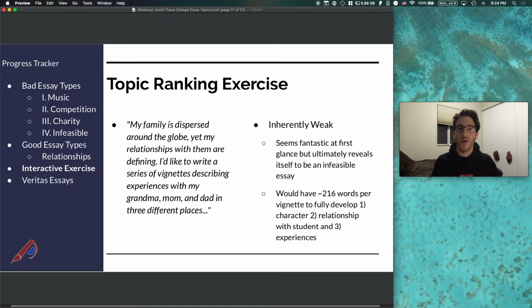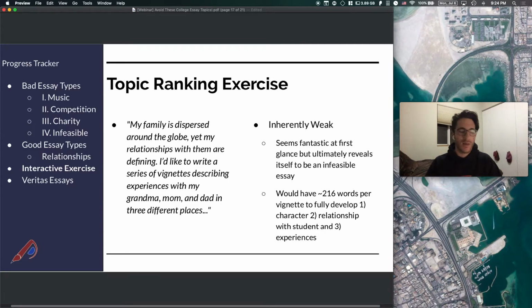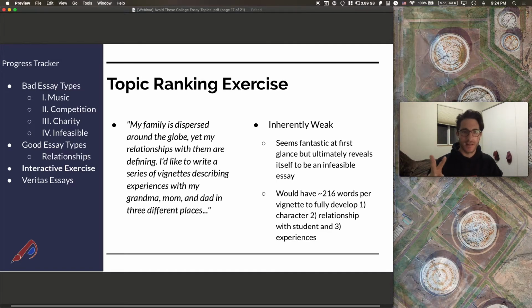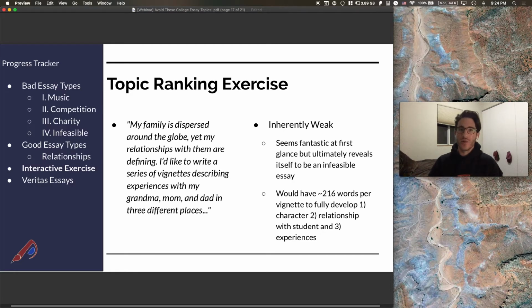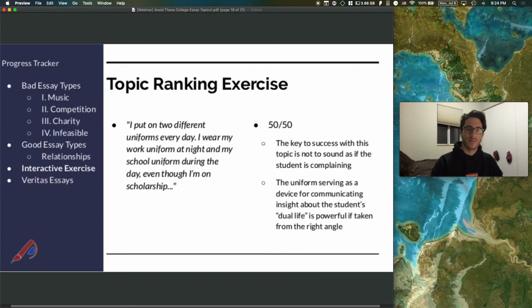You'd have about 200 words for each of your vignettes about your grandma, your mom, and your dad. And in that 200 words, you'd have to develop the character, the relationship with the author, and you'd have to discuss the experience. That's really not possible to do in the confines of the Common App. This could still be a great essay, but maybe you want to shrink it down to 1 or 2 of those relationships and see how it goes.